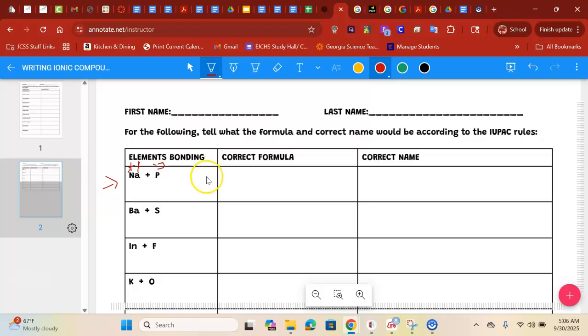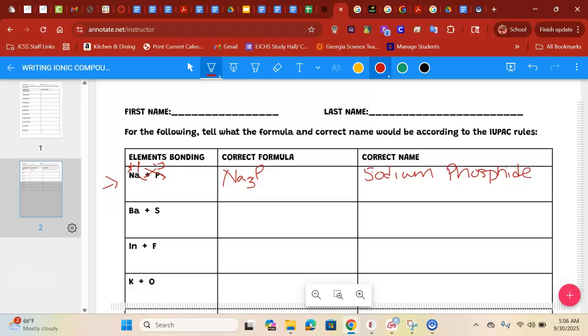And so what do we do? We crisscross these. And when you crisscross these, you're going to get Na3P. Okay? And so what's the correct name for that? Well, we know that the correct name is sodium, as you look at the first name, and it goes in full. And the last name is the first part of that last element name, so it's phosphorus, but we shorten it with an IDE. So this would be sodium phosphide.